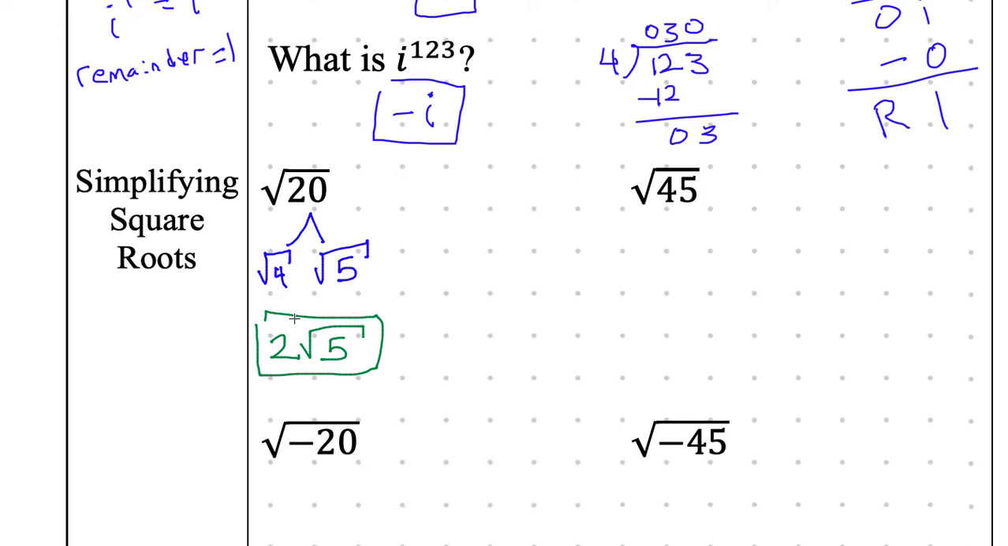So same thing, square root of 45. I'm making a factor tree that has square roots. Who can do that one for us? If you have a quiet raised hand. Ellery. The square root of 9 and the square root of 5. And that goes to 3 square root of 5.